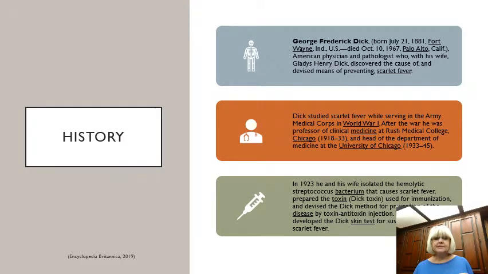It wasn't until 1924 when George and Gladys Dick, he was in World War I in the medical corps, and he was a physician, and he was the head of medicine at the University of Chicago. He and his wife isolated the Streptococcus bacteria and the causes of scarlet fever by preparing a toxin. They call it the Dick toxin, used for immunization. So this method of prevention for the disease is now called the Dick skin test for scarlet fever.